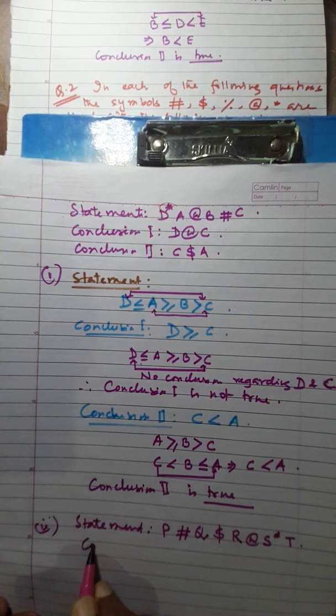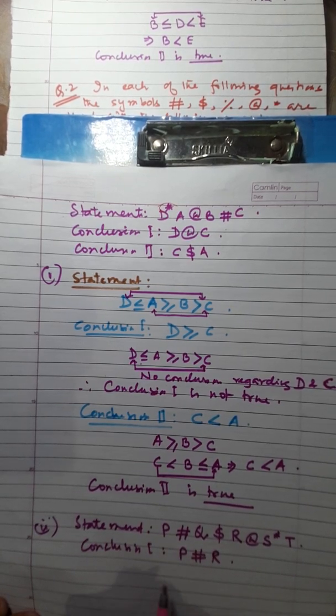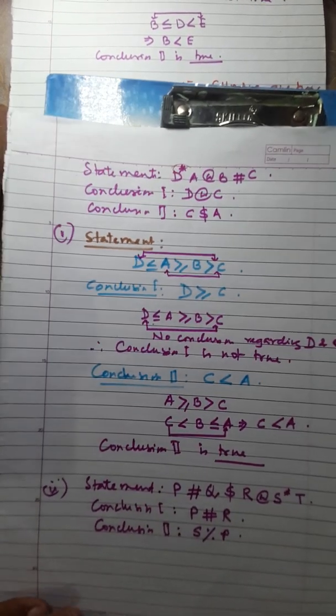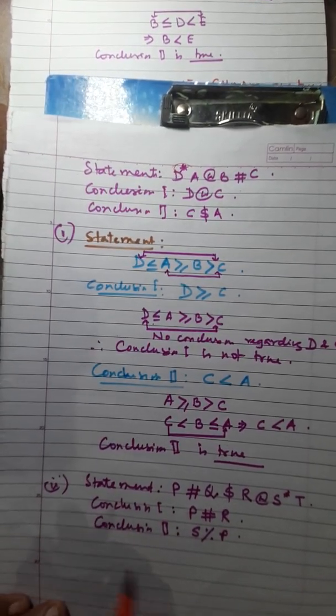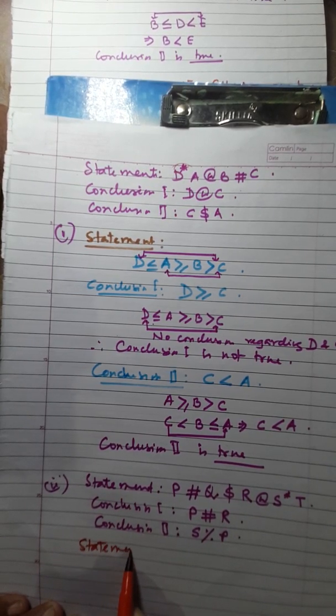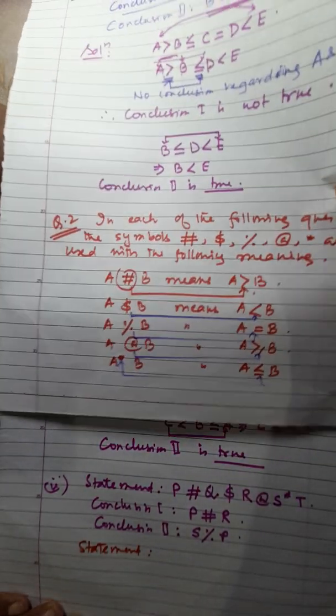Conclusion 1: P hash R. Conclusion 2: S percentage P. So if we see this one, how can we write the statement?